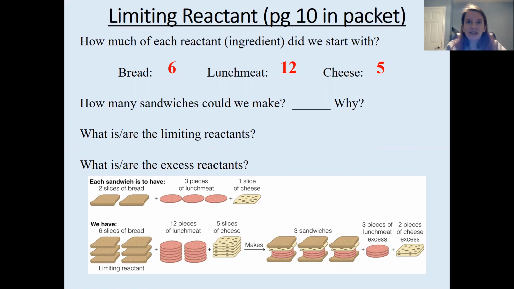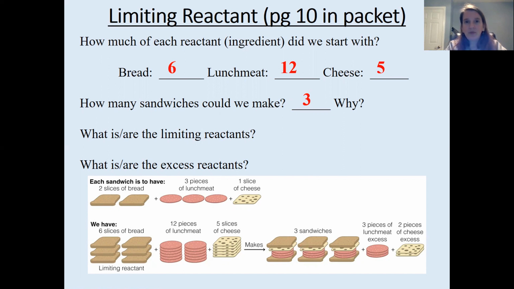If we have 6 pieces of bread, that means we can make 3 sandwiches. If we have 12 pieces of lunch meat, that means we can make 4 sandwiches. If we had 5 pieces of cheese, we could make 5 sandwiches. But we need all 3 of those ingredients together to make a good sandwich. So that means we could only make 3 sandwiches total.